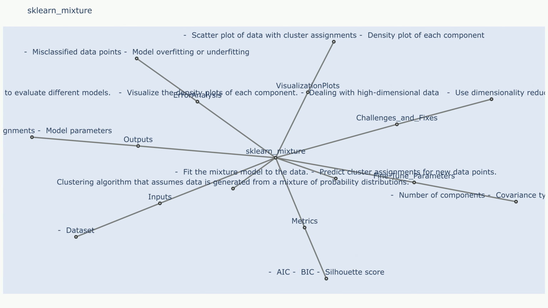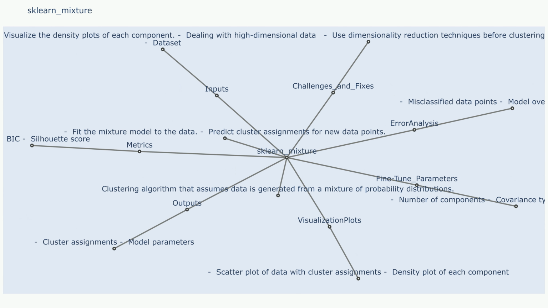Uncertainty methods. Uncertainty method 1. Explain in detail predictive entropy. Measures the uncertainty associated with predicting a new observation's cluster assignment. Higher entropy indicates more uncertainty. Uncertainty method 2. Explain in detail Bayesian inference can be used to estimate the uncertainty in the estimated model parameters.